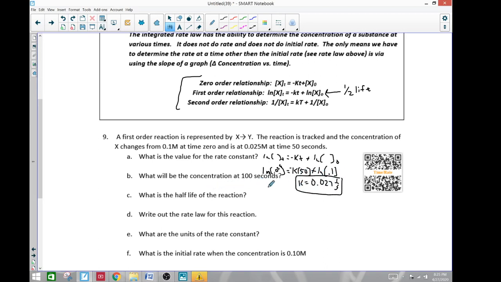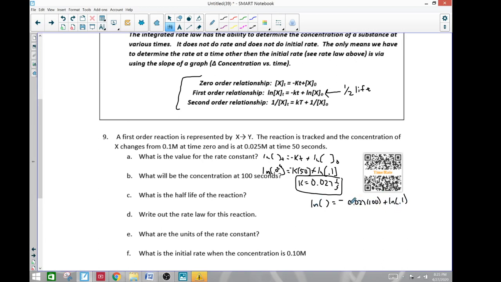What's the concentration after 100 seconds? Okay, let's run this through. Again, my starting concentration is the same. I want to have a different time, 100. Okay, and this is just a linear proportion. So if I'm up 50, now I'm up 100. So let's see what we get. The natural log of the unknown value equals negative 0.027 times 100, plus the natural log of 0.1.